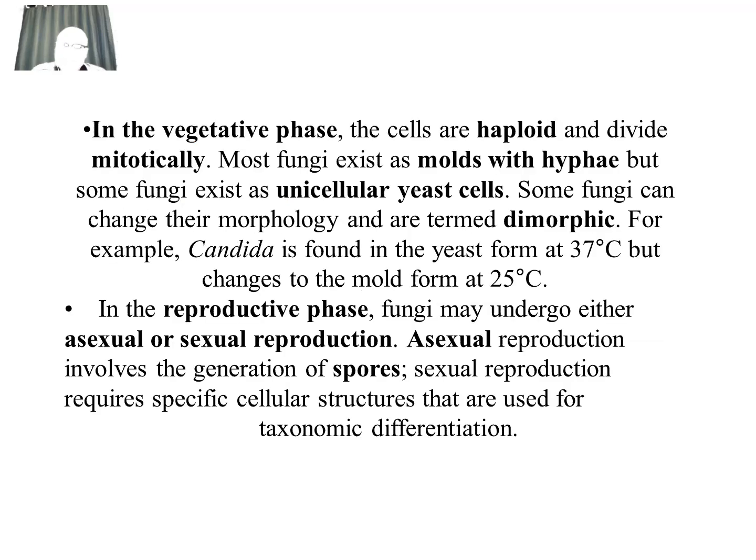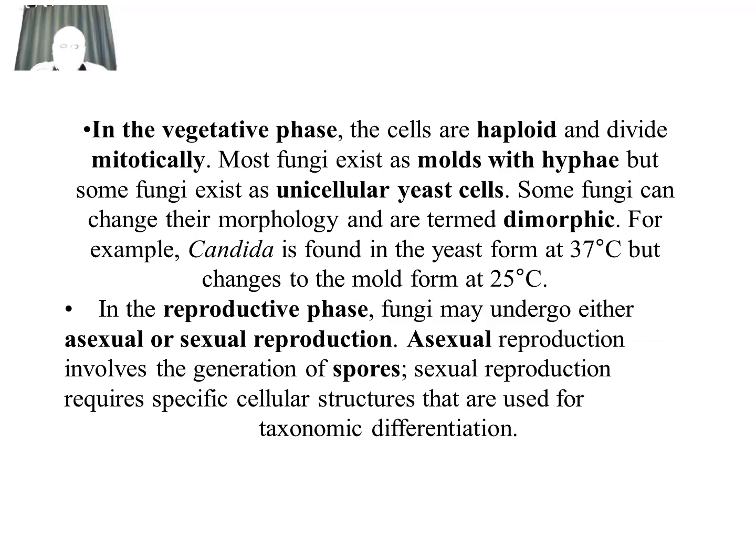In the vegetative stage, the cells are haploid and divide mitotically, and most fungi exist as moulds with hyphae. Hyphae are like branches. Fungi are usually unicellular, yeast, most of them are unicellular, and sometimes fungi change morphologically and are found as dimorphic. They can change the way they look. For example, Candida is in the yeast form at 37 degrees Celsius, and it changes into moulds at 25 degrees Celsius.